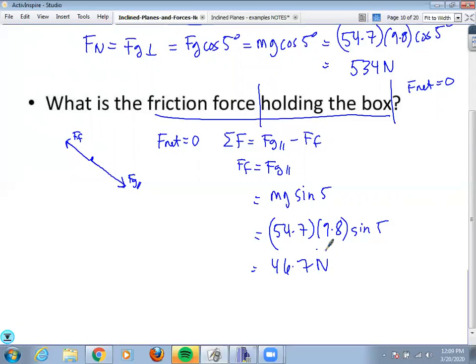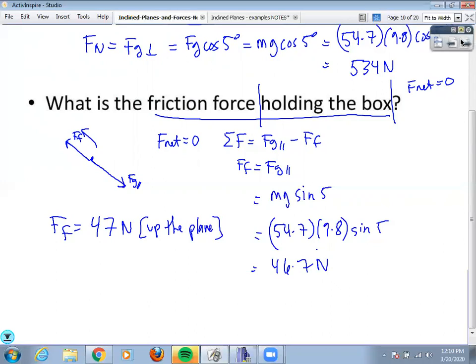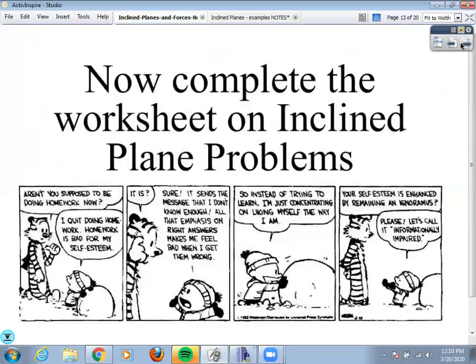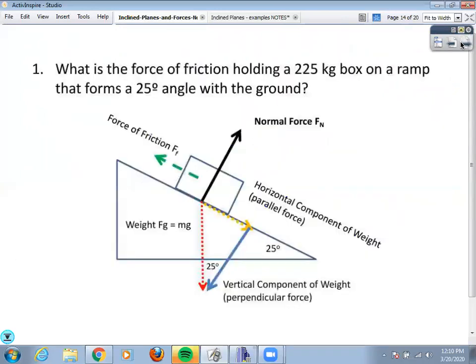Okay, friction force. Now, if the parallel force is going down the plane, friction must be going up the plane. So the force of friction would be 47 newtons up the plane. So that should be a kind of straightforward example for you guys here. And these are just some solutions. So I will leave these examples for you to work through. I think I've shown you everything you need to know, the basics of inclined planes.